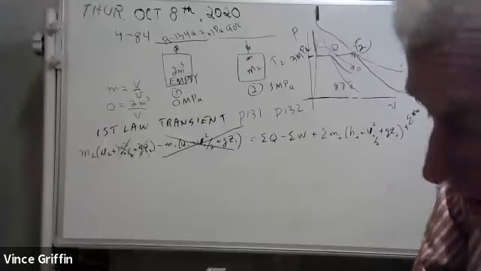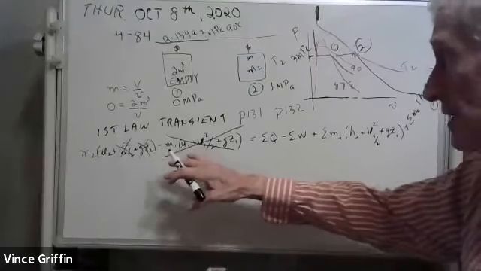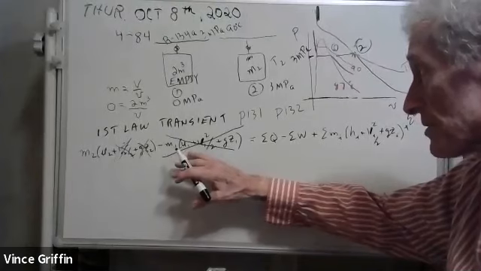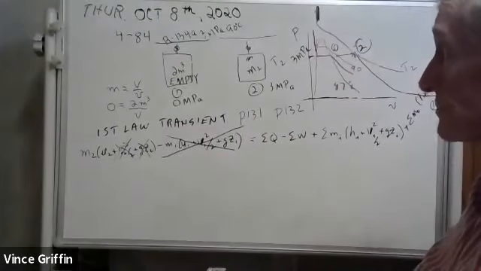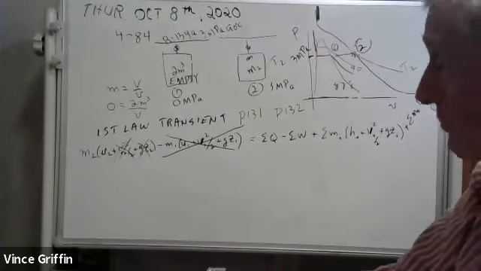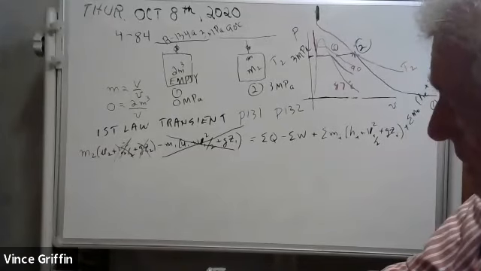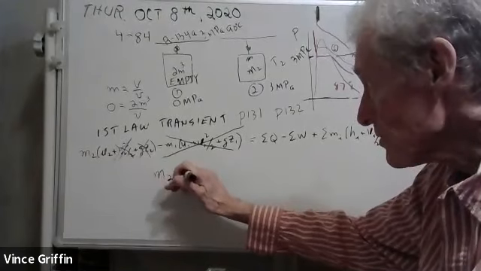Braxton, unmute and say hello, please. Hello. Braxton, why are we able to throw out this entire state 1 term? How come? Because it has no mass. It's empty. So this whole thing over here on the left is M2U2.